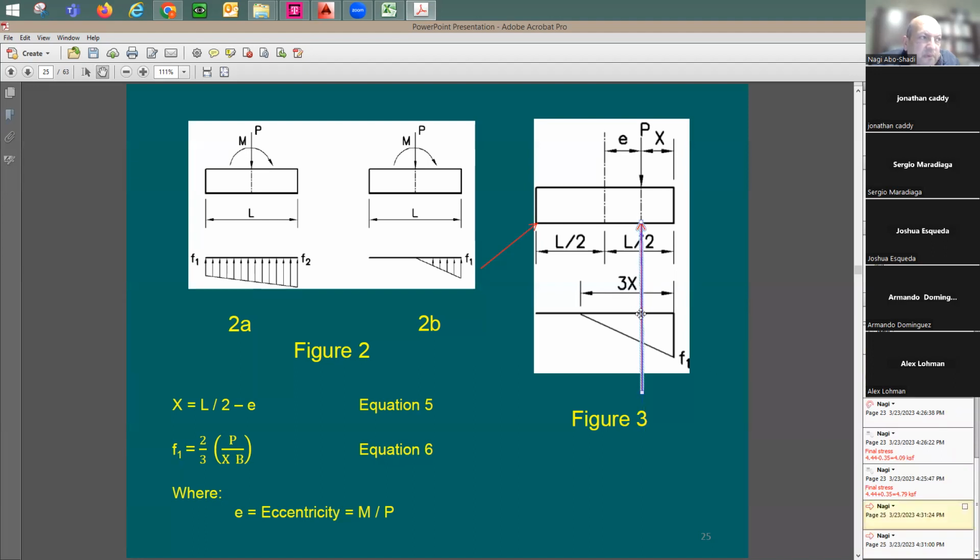Therefore, the resultant of this stress distribution is going to be in equilibrium with this vertical force. So great. And this resultant is going to be at 1/3 of this base length because it's going to be the CG of this shape. So if this is X, this has to be 3 X's.